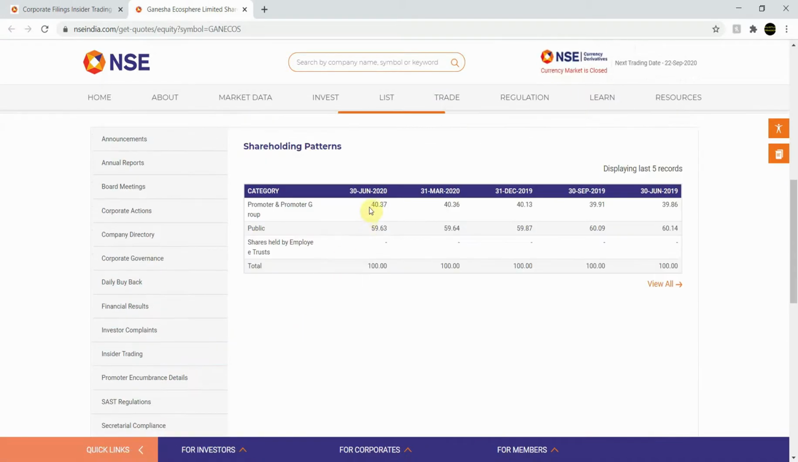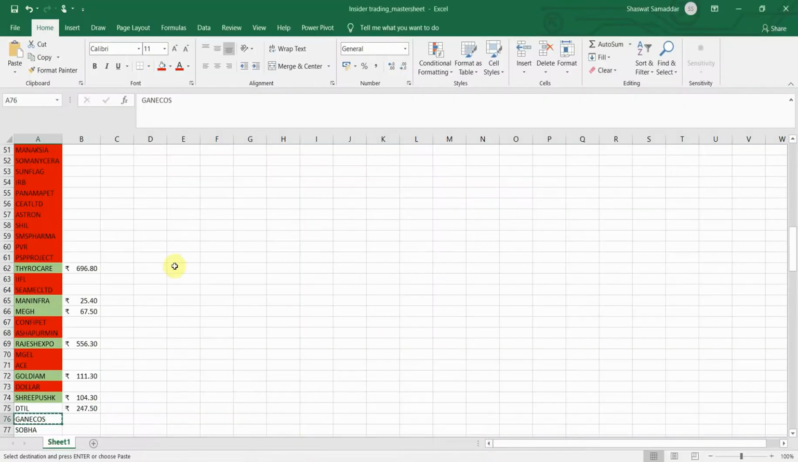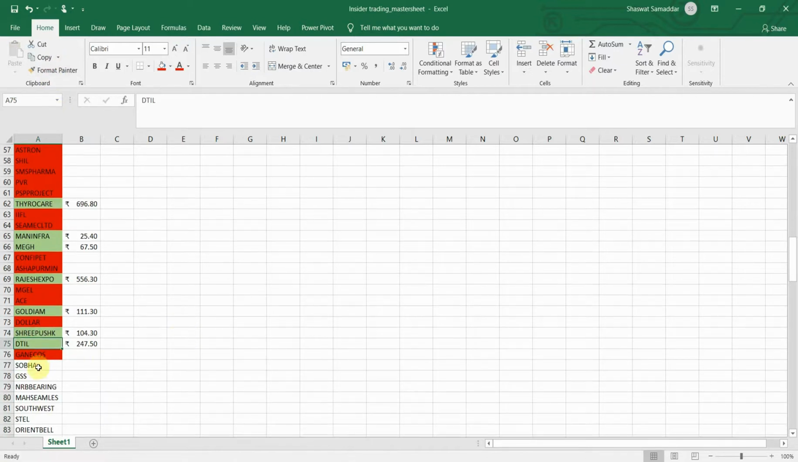Next one is shareholding pattern. Okay, so shareholding pattern is less than 50%. To fulfill our criteria, what we want is the shareholding of promoters and promoter groups should be greater than or at least equal to 50%. So it's less than that, so we'll just go ahead and paint it red. DTIL should be color coded as green.